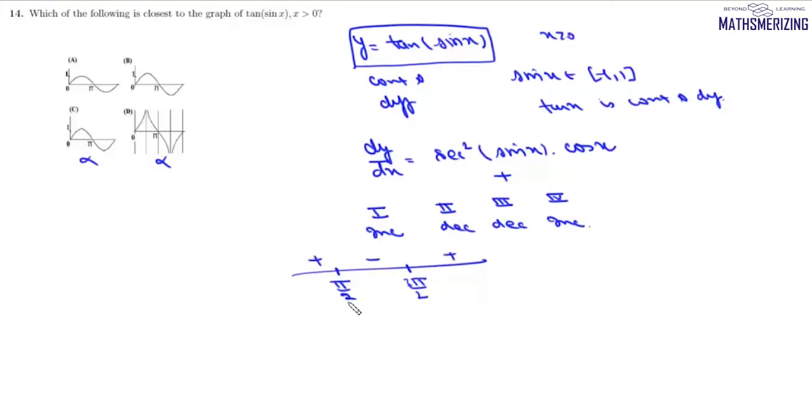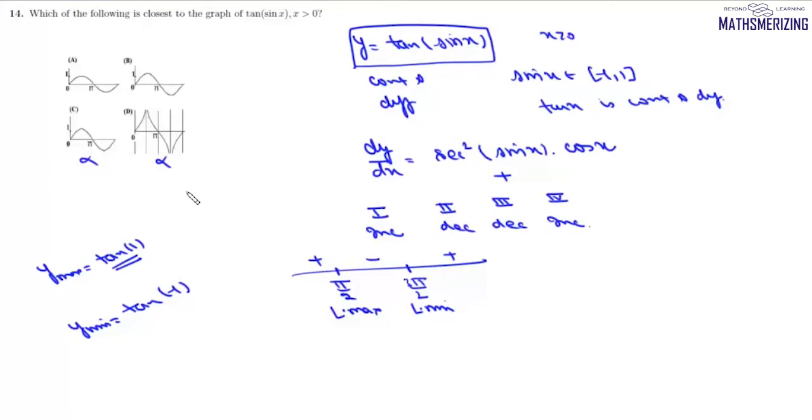So it has a point of local maxima at pi by 2 and local minima at 3 pi by 2. So its maximum value at pi by 2 will be tan of sine pi by 2, which is 1, and it is tan 1. And its minimum value will be tan minus 1. Now we have to find whether tan 1 is greater than 1 or less than 1.